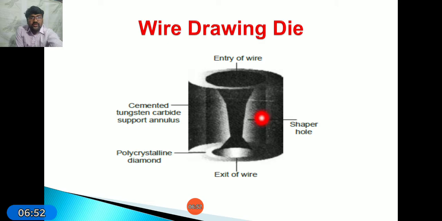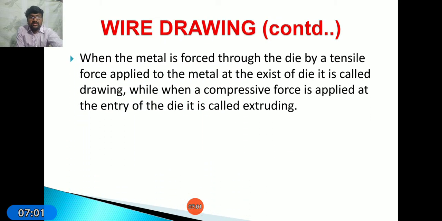Based on the requirement of the shape, we have to produce the shape like that. Observe here how the shape is. Next, when the metal is forced through the die by a tensile force applied to the metal at the exit of the die, it is called drawing, while when a compressive force is applied at the entry of the die, it is called extruding. Suppose you apply force at the end of the billet or workpiece, that is known as extruding. Suppose we are applying force at the exit of the die by means of tensile force, that is known as the drawing process.